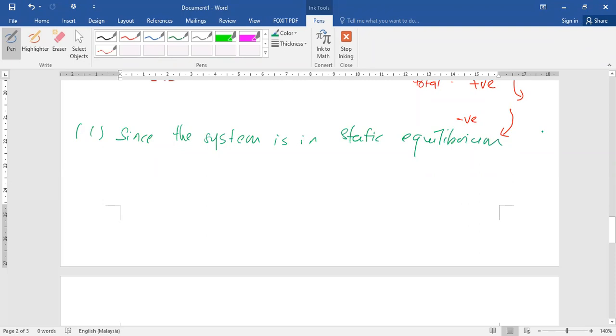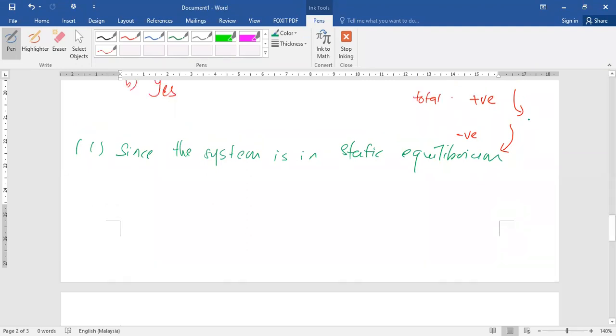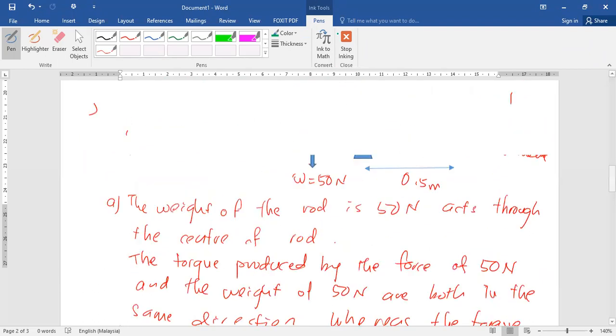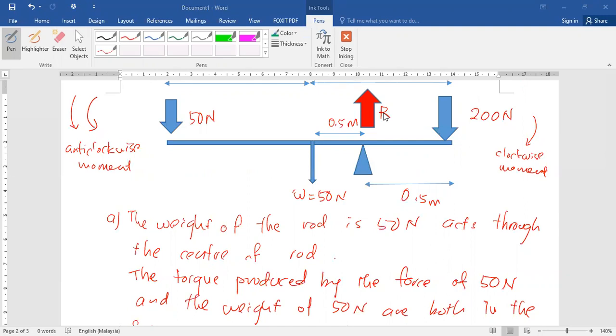If the system is in static equilibrium, that means it does not move up and does not move down. That means the total upward force equals the total downward force, right? From the diagram, we notice that just the R is upward, right? So the rest will be equal to the downward force, correct?